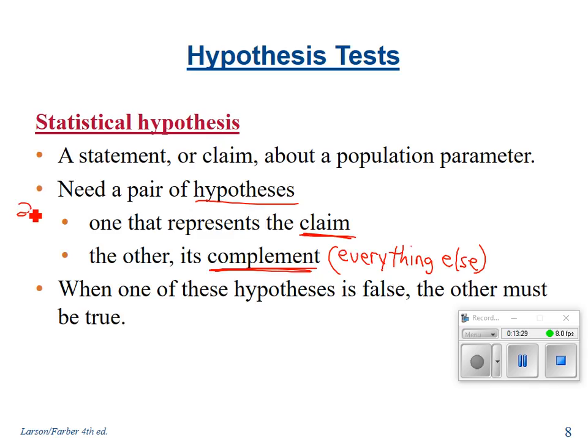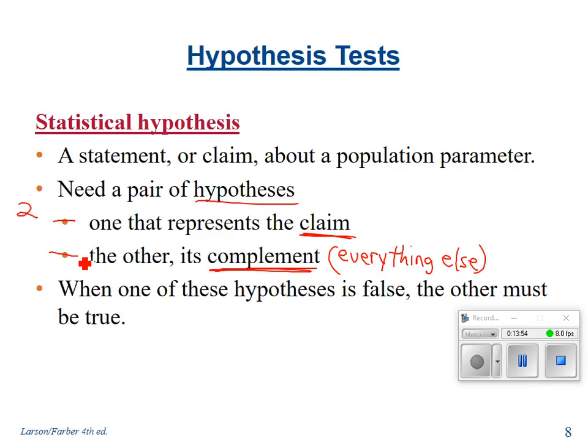When one of these hypotheses is false, the other must be true. So when we make up these two things, one of them's true, the other one's got to be false. They can't overlap each other, because then you could have things that you're saying are true and false at the same time. So they got to be two completely separate things. When one of them's false, the other one has to be true.